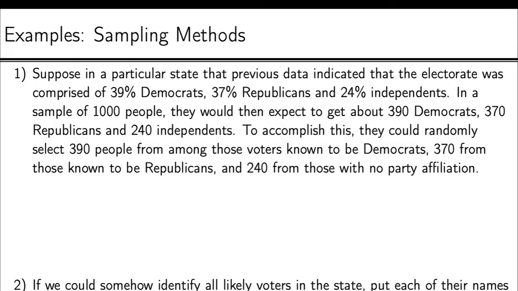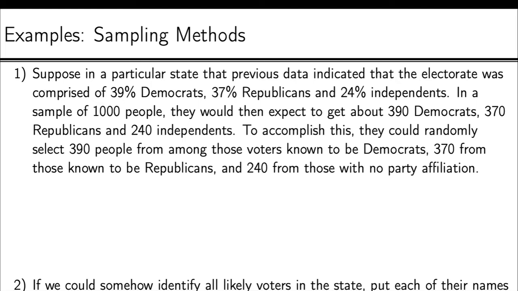Let's look at some examples and see if we can identify what sampling method is used. So first, suppose in a particular state that previous data indicated that the electorate was comprised of 39% Democrats, 37% Republicans, and 24% Independents. In a sample of 1,000 people, they would then expect to get about 390 Democrats, 370 Republicans, and 240 Independents. To accomplish this, they could randomly select 390 people from among those voters known to be Democrats, 370 from those known to be Republicans, and 240 from those with no party affiliation.